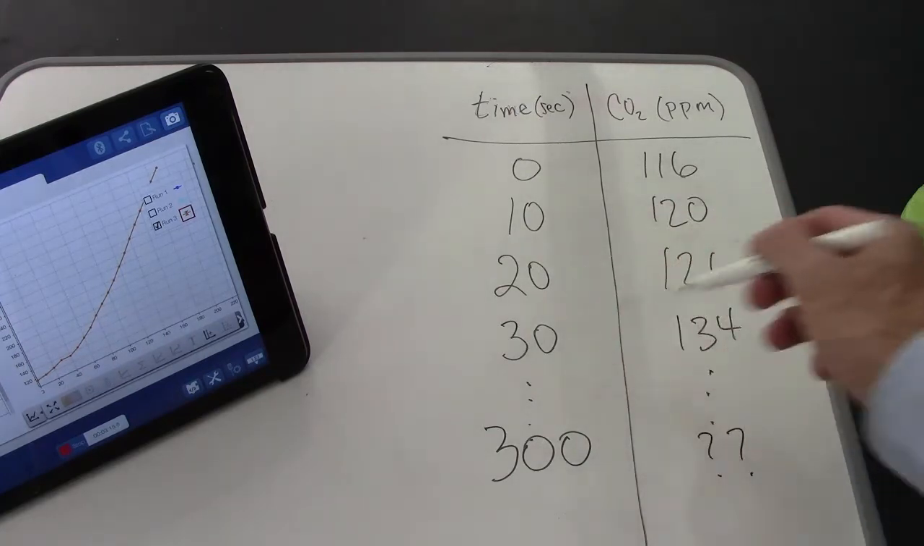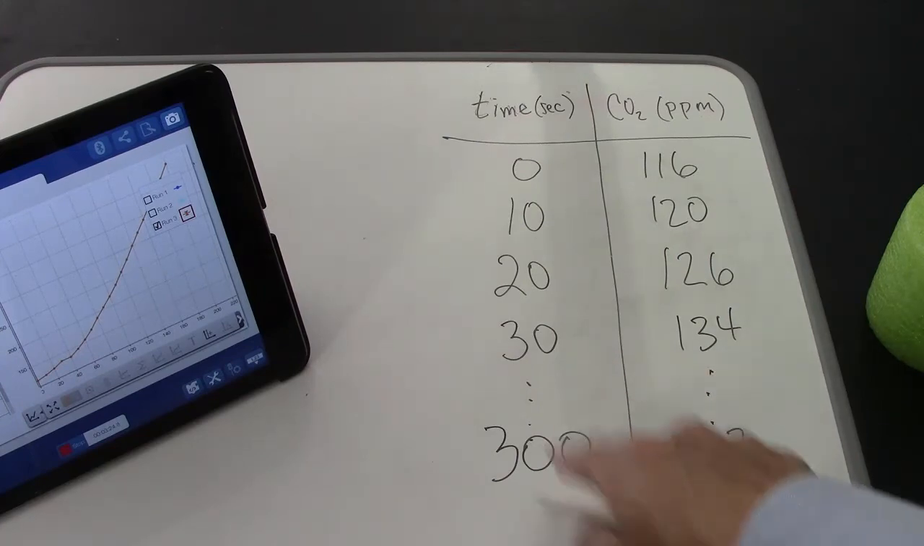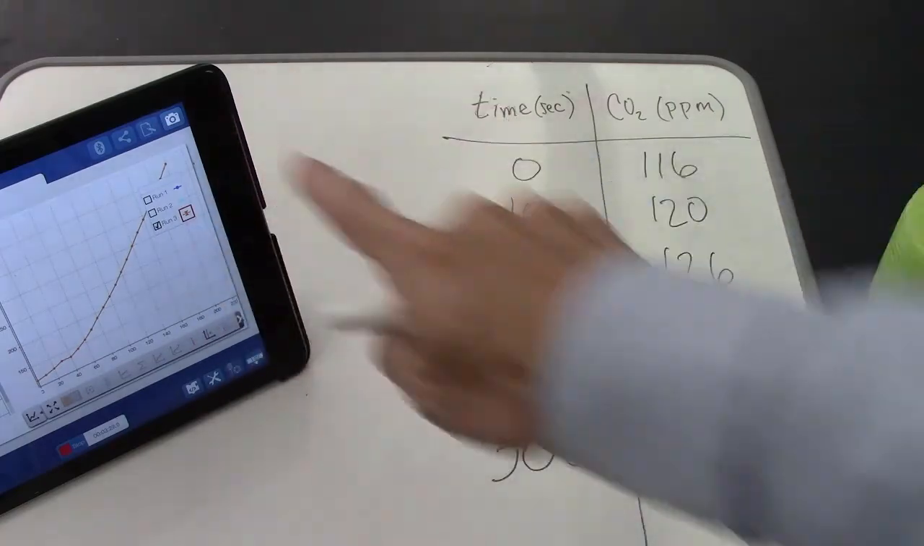So take the data every 10 seconds. It's possible you need more than that, so don't take my word and say I have to stop at 300 seconds. If you're looking at your graph on the iPad and you say, oh, interesting things are happening, maybe you should continue.